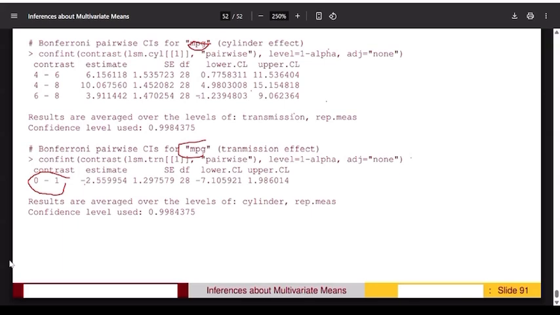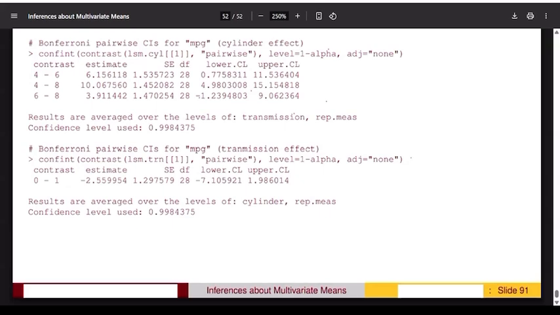Okay, now what next do I have? Okay, you know what? That is the end of this chapter. On Wednesday, I'm going to start a new topic called multivariate regression.